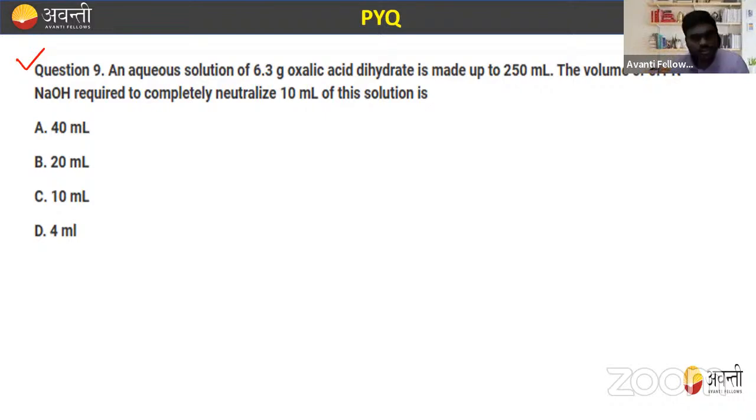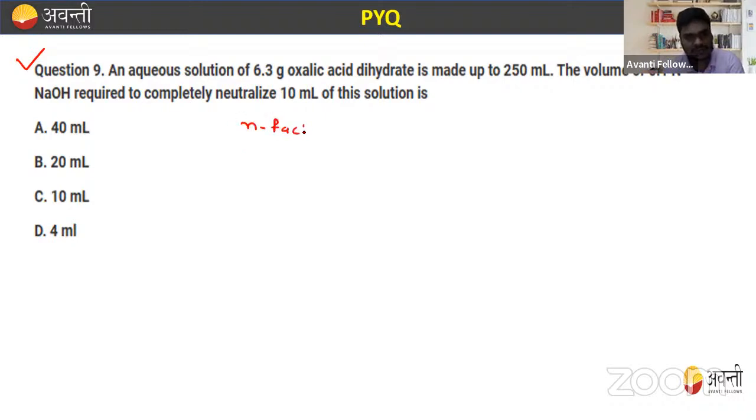Yes. What the question asks: an aqueous solution of 6.3 gram of oxalic acid dihydrate is made up to 250 ml. The volume of 0.1 normality NaOH required to completely neutralize 10 ml of this solution is? The options are 40, 20, 10 or 4. Let's see the solution.